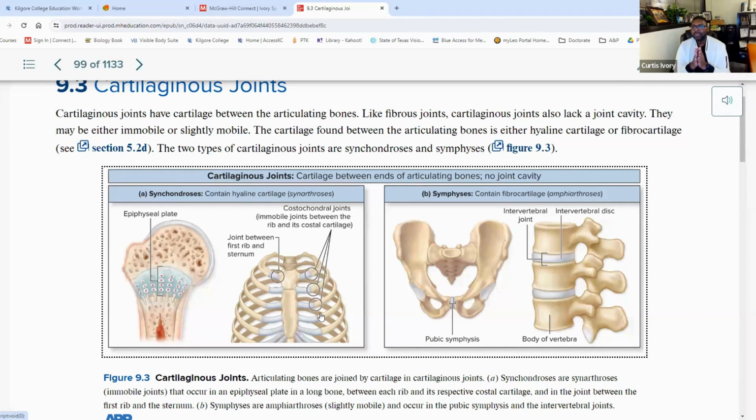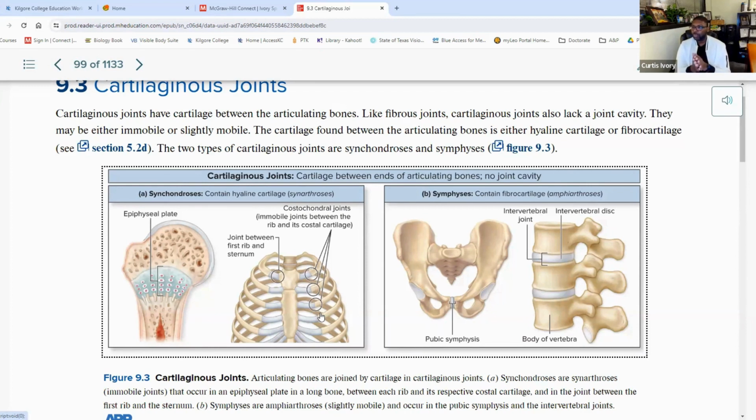And B, we have symphysis, which contains fibrocartilage. Remember, fibrocartilage is only really found in our pubic symphysis and in between our intervertebral discs, or vertebrae, essentially. So fibrocartilage essentially is going to deal with compression. And if you think about it, our back takes a lot of compression. Even with us standing or sitting, our back is constantly being compressed. It's holding up all of our body weight. And it has the help of muscles as well.